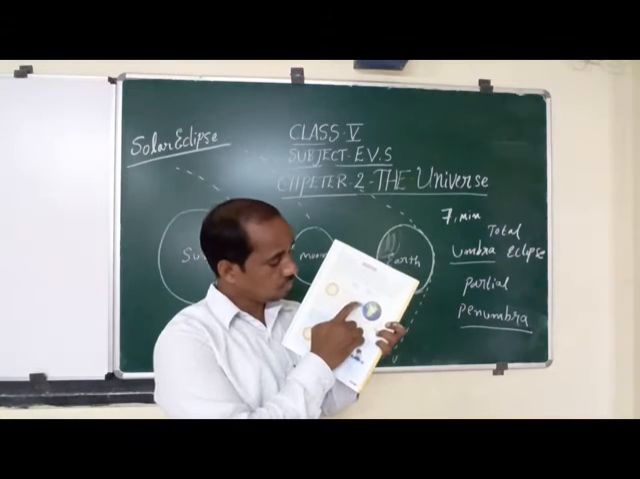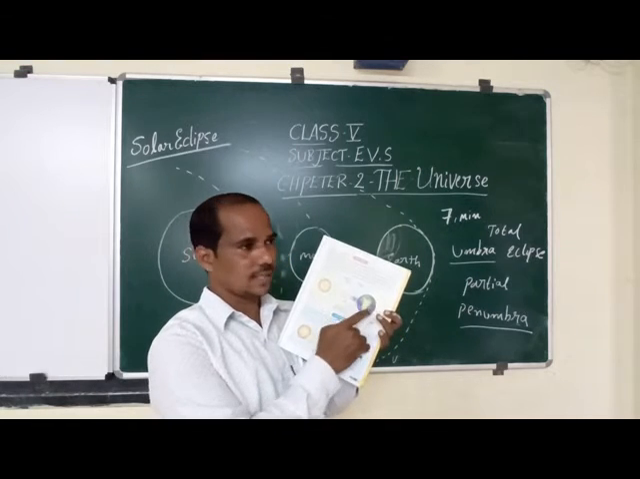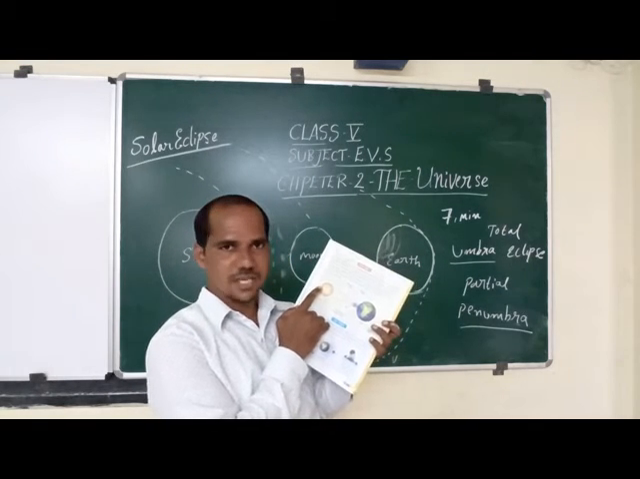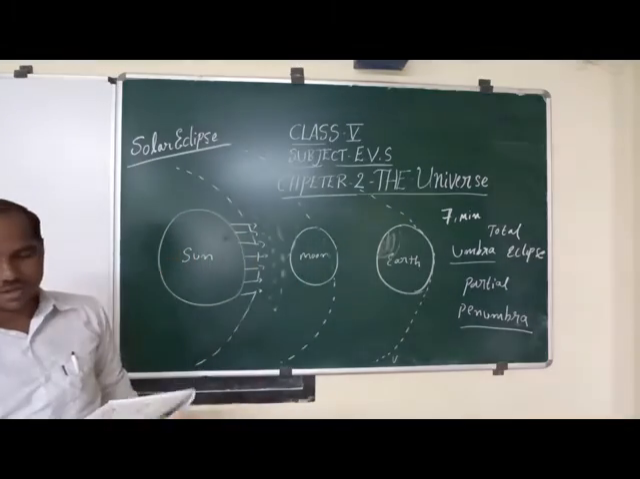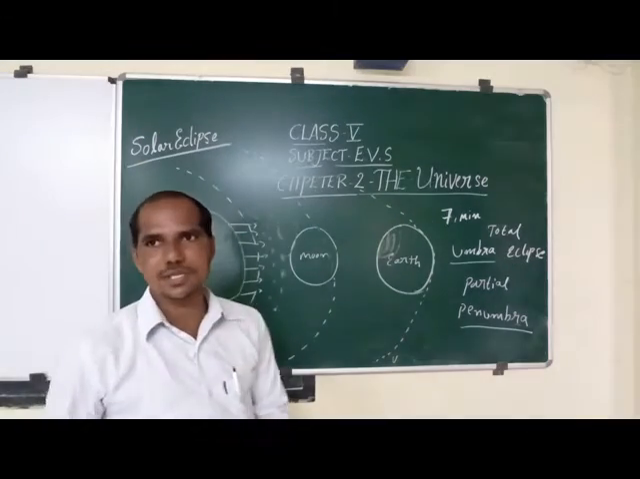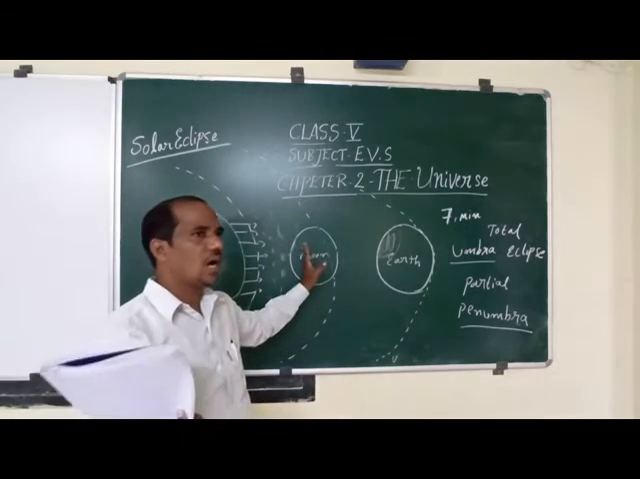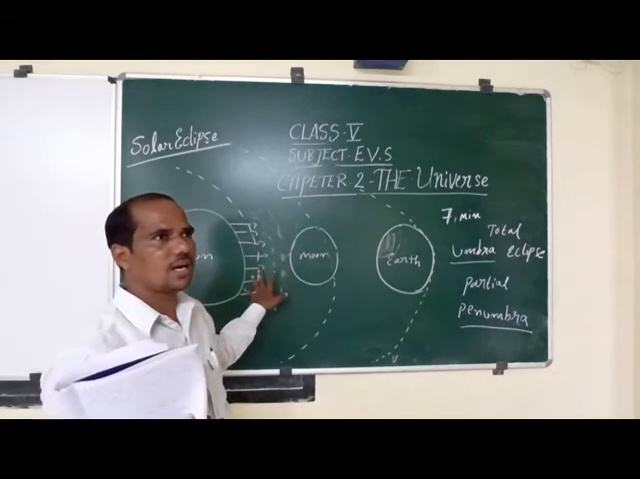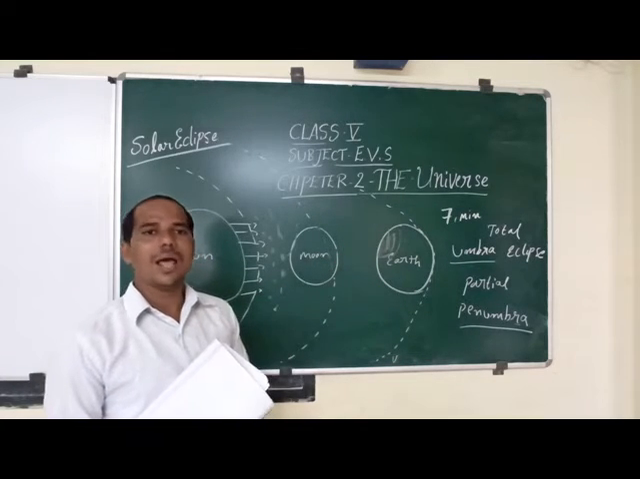If the moon blocks the entire sun, all the earth cannot see the sun. It's called a total solar eclipse. Understood now? Okay. What is a solar eclipse? When the moon comes in between the sun and earth, and it blocks the sun, and the moon casts its shadow on earth, it is called a solar eclipse.